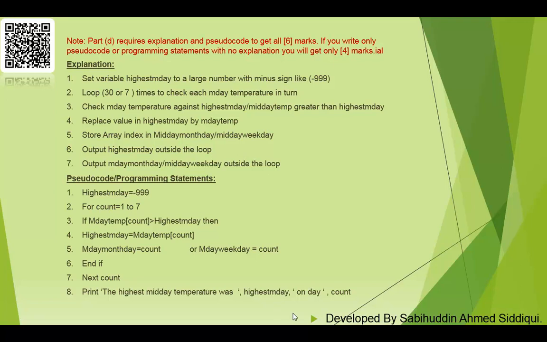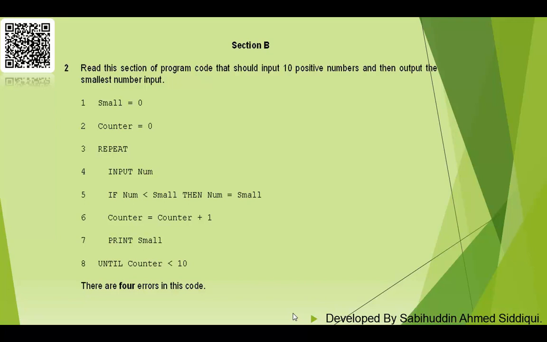Now moving on to the next part, section B. In section B you can see that a simple question is given to you. You have to find the error according to the line. Read this section of program code that should input 10 positive numbers and then output the smallest number which is input.